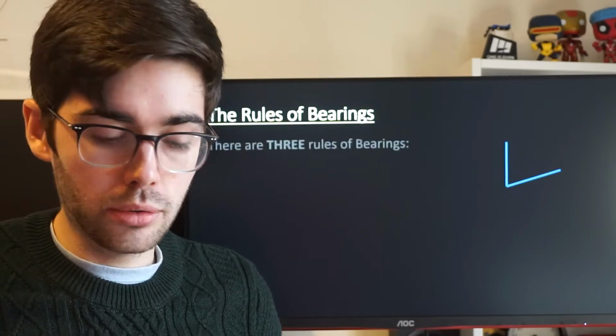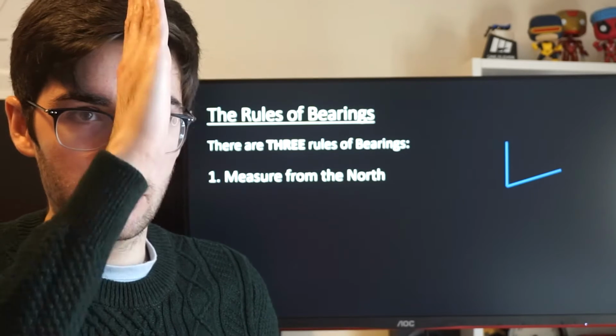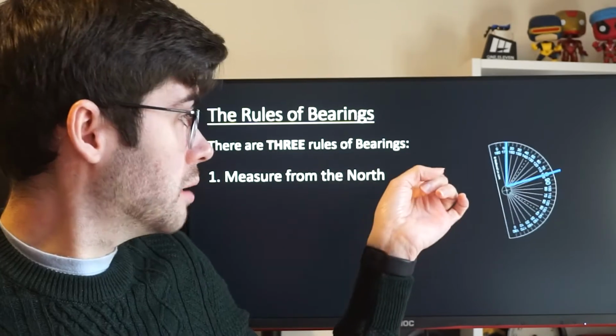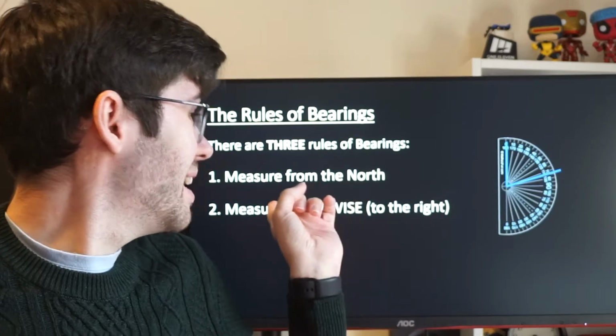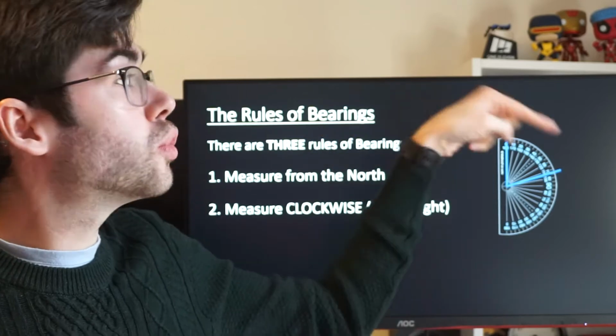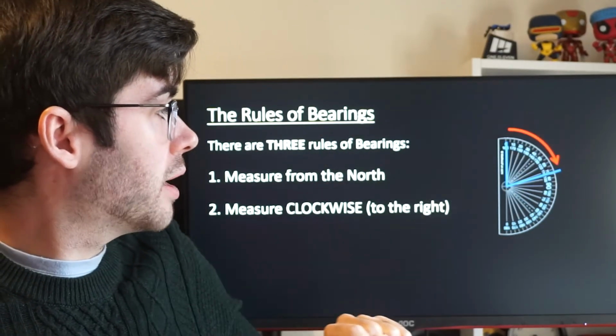The first rule is this: you always measure from the north. Okay, you start from straight up, vertically, directly upwards from a point. There you go, measuring from the north, 0. The second rule is that you always measure clockwise. Okay, this means the way that hands turn on a clock, to the right from the north. So you measure from the north and then you go to the right.